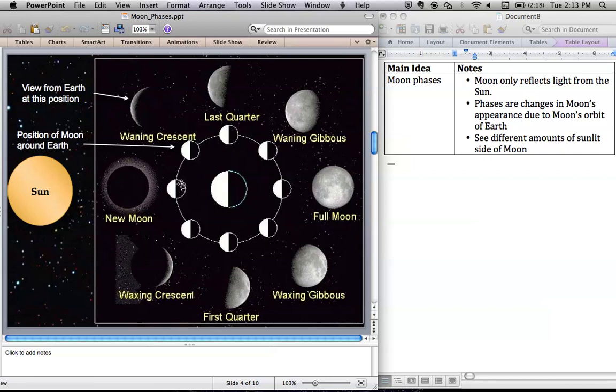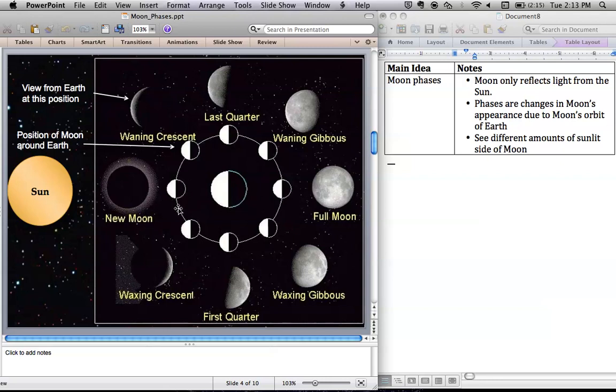But if the moon was, say, at this point in its orbit around the earth, from Earth, we can't see any of the sunlit side. This white side is what's lit up, right? That's the side facing the sun, but it's all facing away from the Earth, right? Over here, we can't see any of that sunlit side. We call this the new moon.